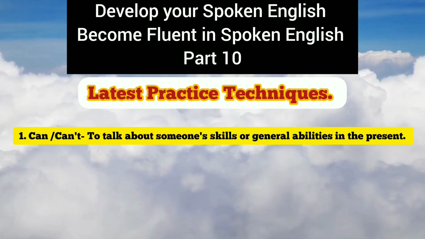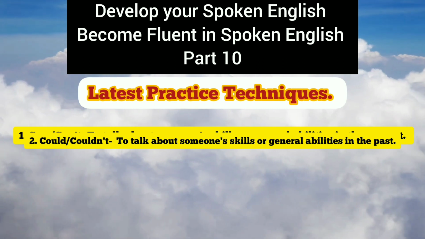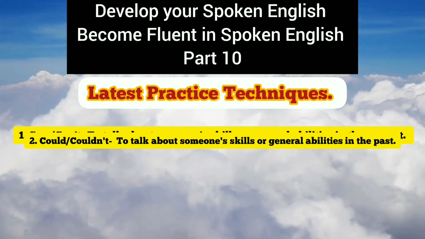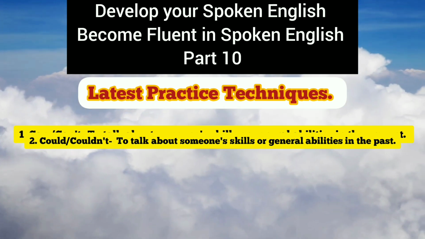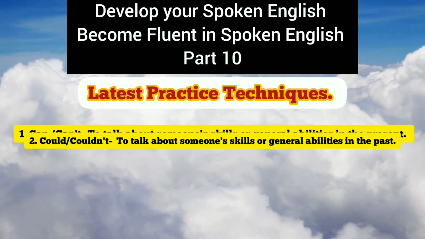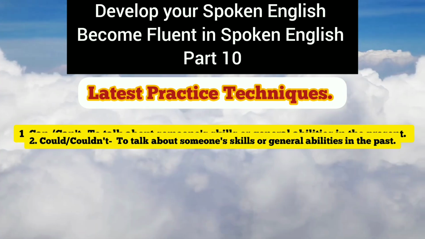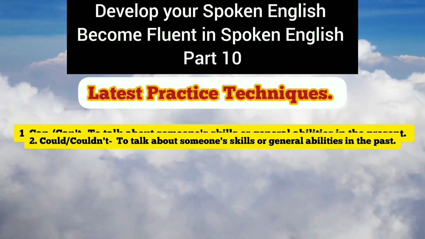Up next, you can also practice the use of could and could not to talk about someone's skills or general abilities in the past. I have already discussed how to use could. She could dance when she was young. Again, you can make a negative sentence: she could not sing when she was young. So you can talk about someone's skills or general abilities in the past using could and couldn't.